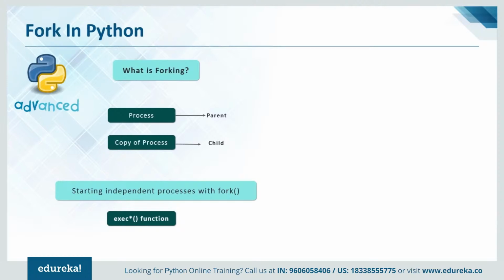So the fork operation creates a separate address space for the child and the parent. So the child process has an exact copy of all of the memory of the parent process. The execution of the parent and the child process is independent of each other, right?